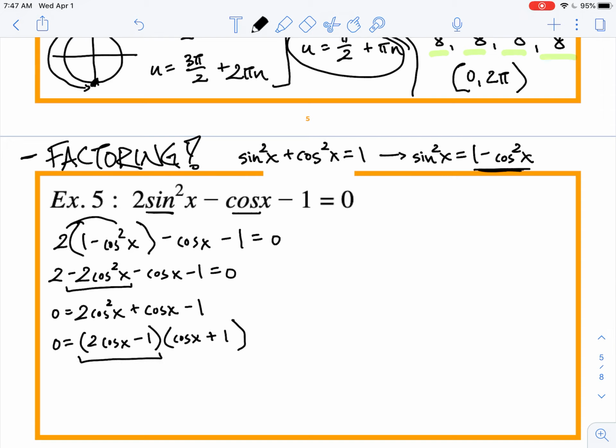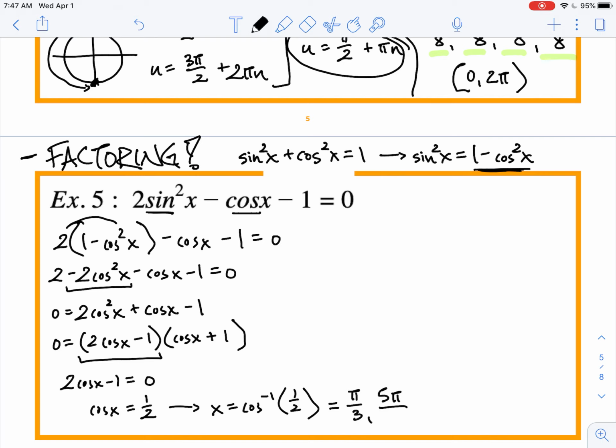Okay, now we can set both parts equal to 0. So I'm going to take this part. I've got 2 cosine x minus 1 equals 0. That's going to tell me that cosine x equals 1/2, or that x equals arc cosine of 1/2. And when I go to my unit circle and find out where this is, I realize that that is true at pi over 3, and it is true at 5 pi over 3. So there's 2 locations.